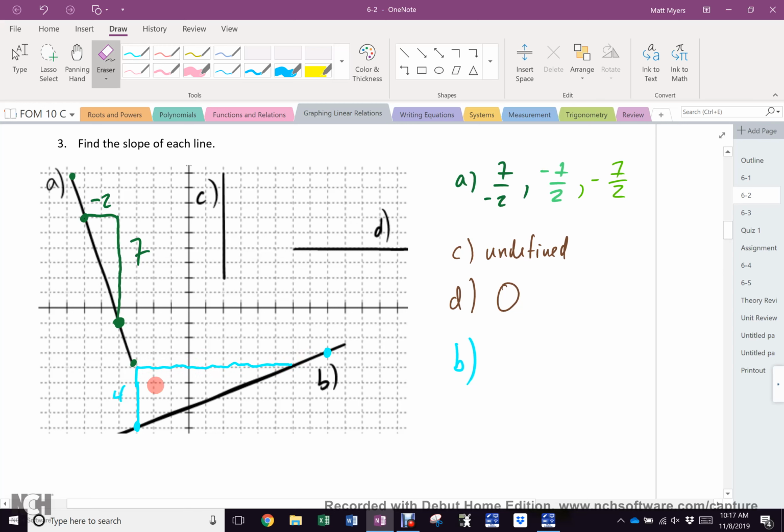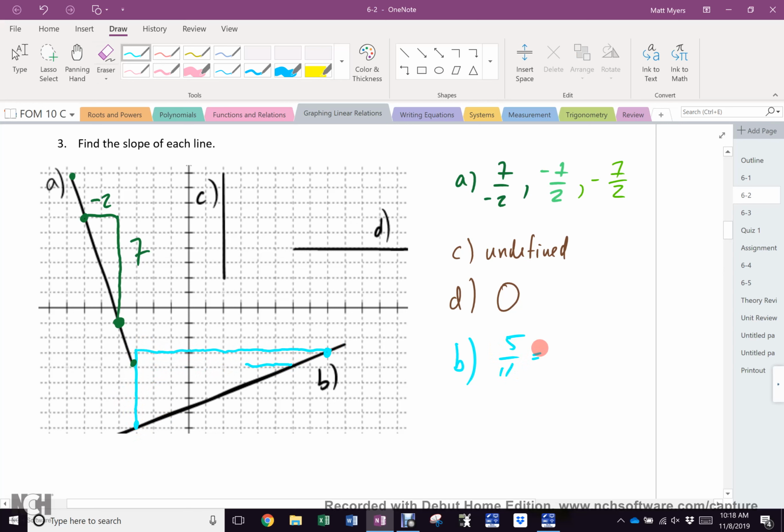1, 2, 3, 4. 1, 2, 3, 4, 5, 6, 7, 8, 9. Ooh, I didn't even go up high enough. What a dummy head. It's up to there. So 1, 2, 3, 4, 5. 1, 2, 3, 4, 5, 6, 7, 8, 9, 10, 11. 5 over 11, which is pretty close to 1/2, but isn't, is it?